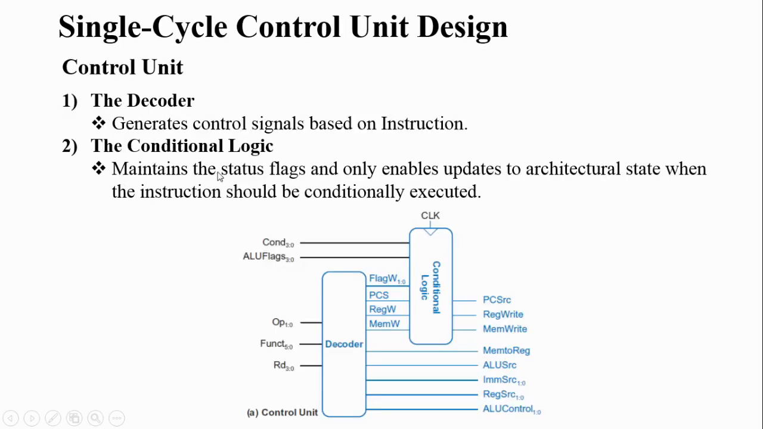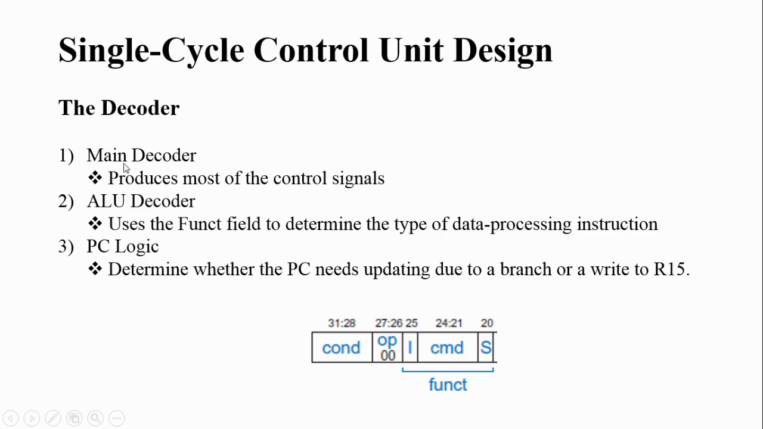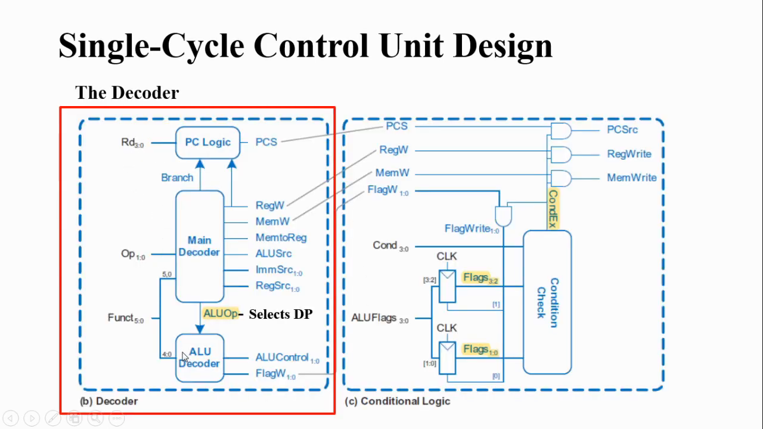We have seen there are two parts, the decoder and the conditional logic, and the decoder itself is divided into three parts. They are known as the main decoder, the ALU decoder, and the PC logic. You can see here, this is the decoder, divided into three parts. One is the main decoder, which generates most of the control signals. Another one is the ALU decoder, which instructs the ALU to do something. The final one is the PC logic, which will be updating the PC based on some condition.